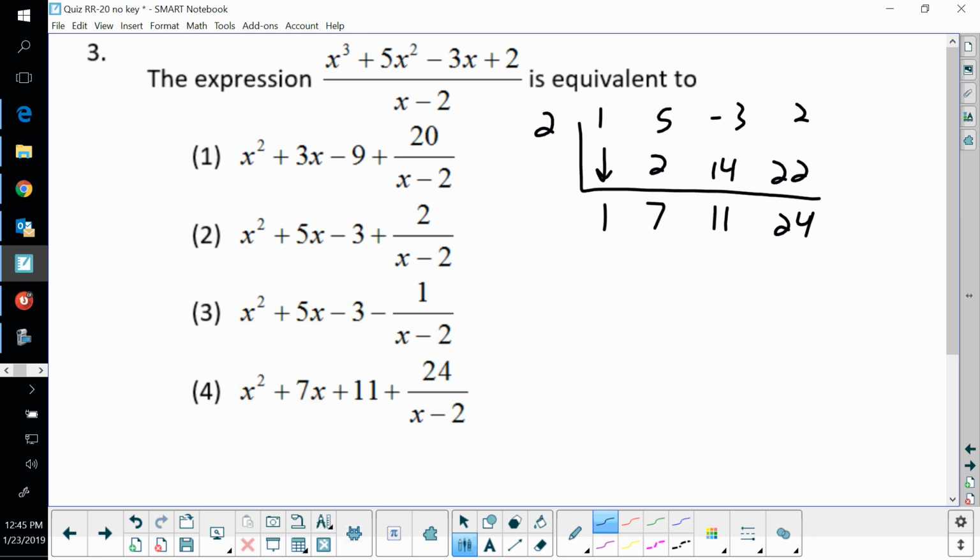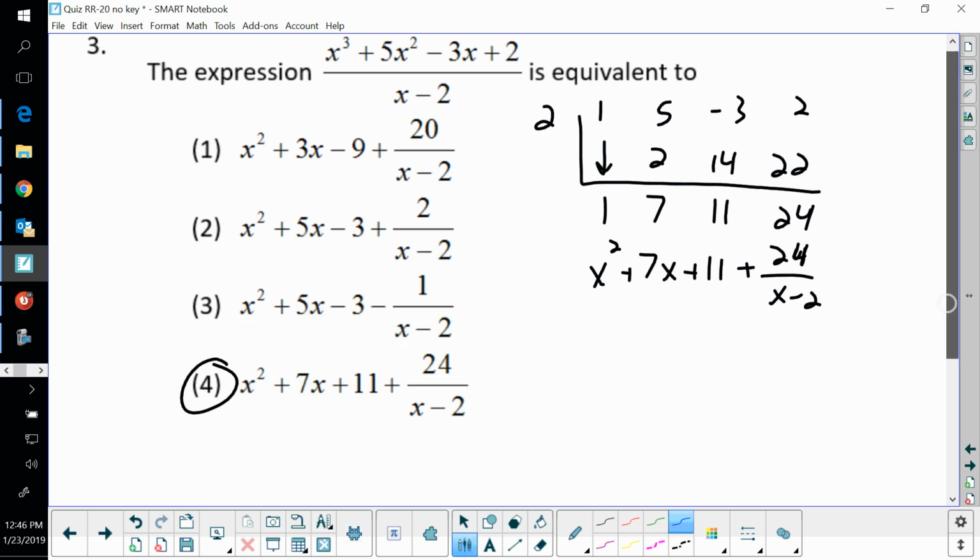So 1 degree less, we would have 1x squared plus 7x plus 11. And then our remainder, we have 24 over x minus 2. So hopefully that one matches up. And it looks like it does match with the fourth one. And again, you could have just done that with a store. Let's just real quick look at what long division would look like.